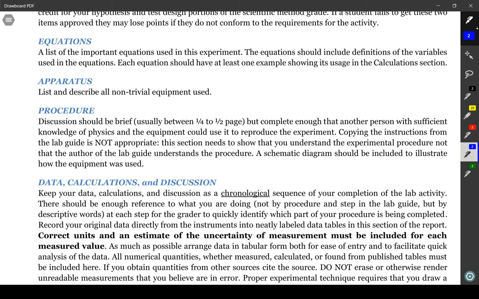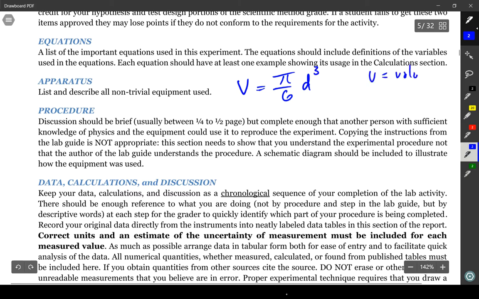Equations. Every equation you use needs to be listed along with the variable definitions. So in this lab, there's one equation. The one equation is volume is equal to pi over 6 diameter cubed. And then you say V equals volume, D equals diameter. Right, so you need to have that written for the equations. And then somewhere in the lab, you need to show an example of actually putting numbers into that equation. Random numbers? No, actual measured numbers.